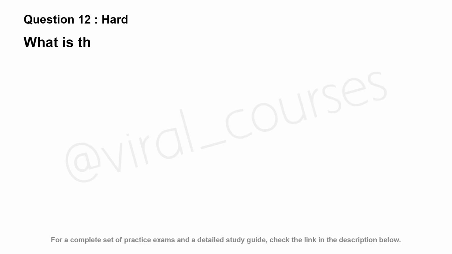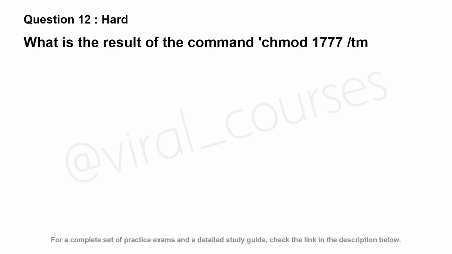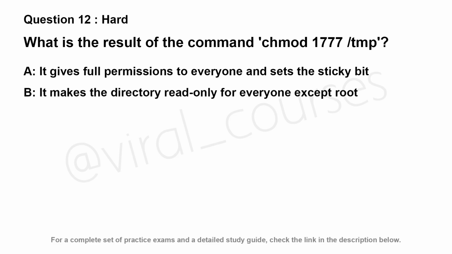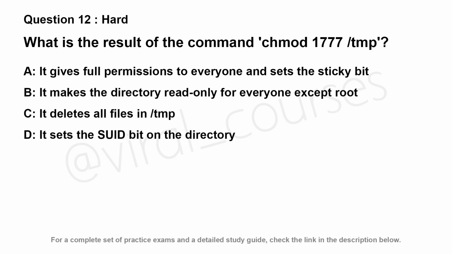What is the result of the command chmod 1777 /tmp? Option A. It gives full permissions to everyone and sets the sticky bit. Option B. It makes the directory read-only for everyone except root. Option C. It deletes all files in /tmp. Option D. It sets the suid bit on the directory.